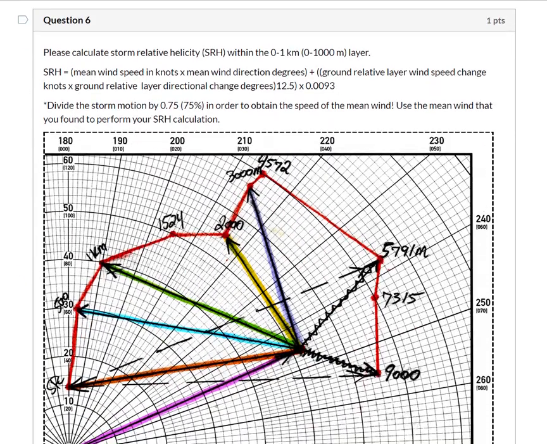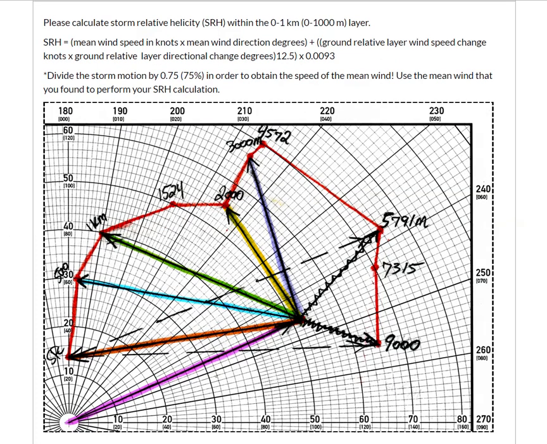Okay. So once you've multiplied your mean wind speed in knots by your mean wind direction in degrees, you're going to add that to the ground relative layer wind speed change in knots in the layer you want to find storm relative velocity for by the ground relative layer wind direction change in degrees. In other words, if we were wanting to find it for 0 through 2 kilometers, you'd want to get the direction and speed of the wind at 2,000 meters, 2 kilometers, and then get the wind speed and direction in degrees at the surface, okay? And then you'd want to take the difference.